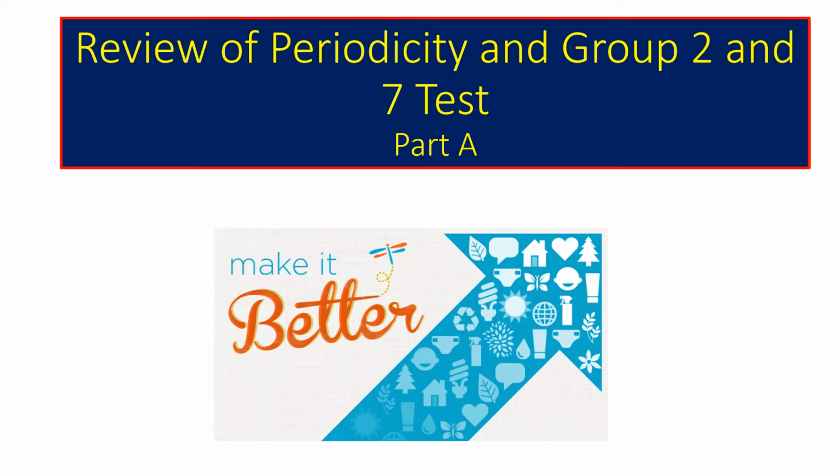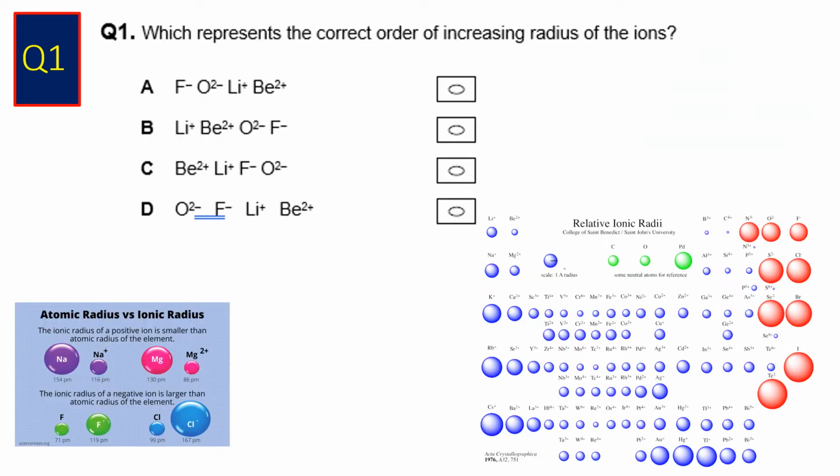So I'm going to review our end-of-topic test on periodicity, group 2 and group 7, in two parts. This is the first part, looking at questions 1 through to 6. So question 1, you were asked which represents the correct order for increase in radius of the ions.